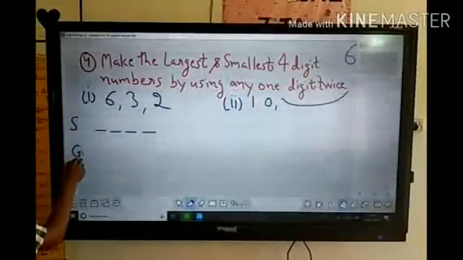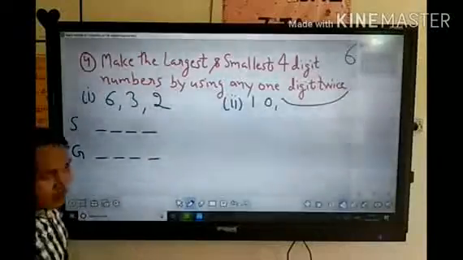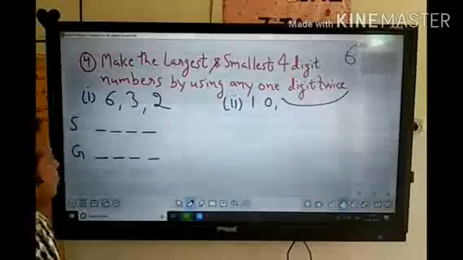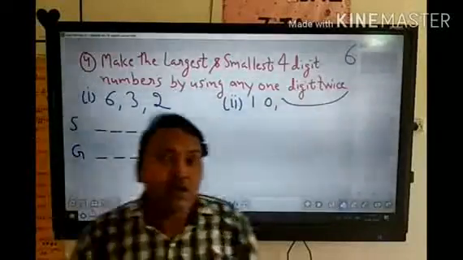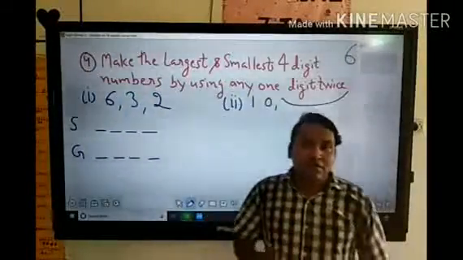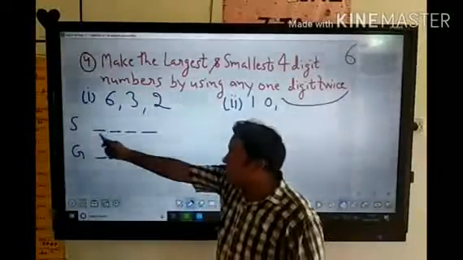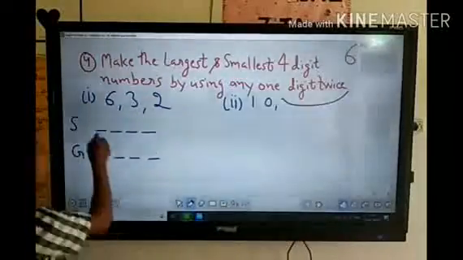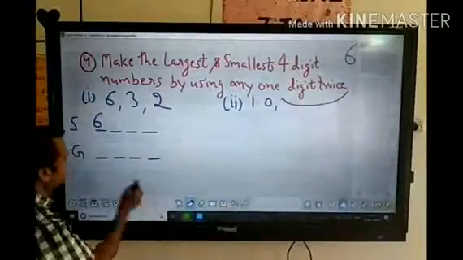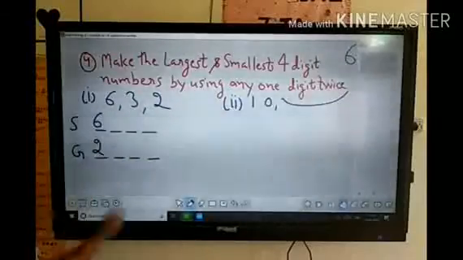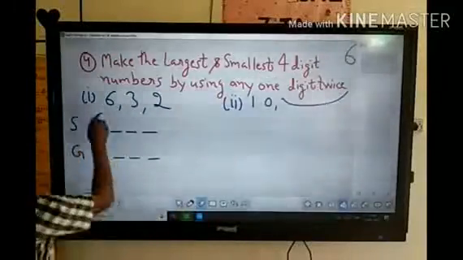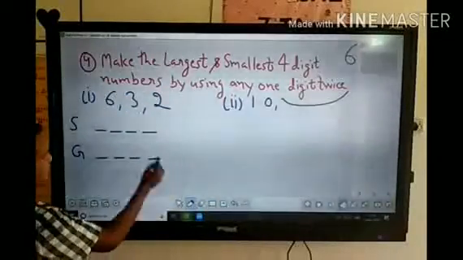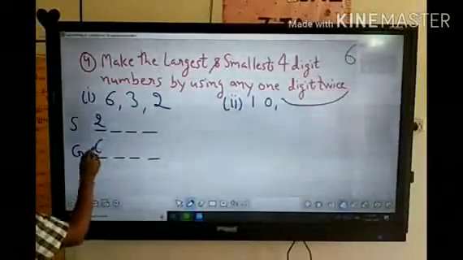smallest number and the greatest number, I will mark 4 places. This is 1's period, 10's period, 100's period and 1000's period. In order to write the largest number, I will start the largest period with the largest digit. So, what is the largest period? That is 1000, and the largest digit, that is 6. So, I will start with 6, and here I will start with 2. For the smallest, I will start with 2, and for the largest, I will start with 6.